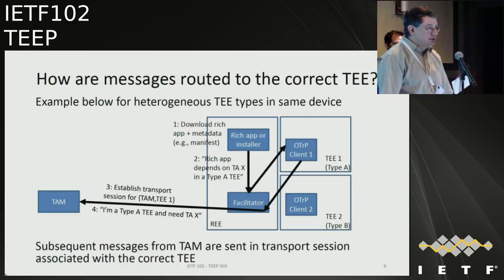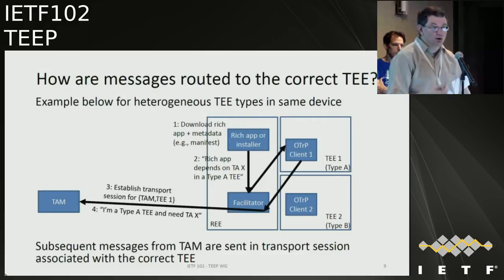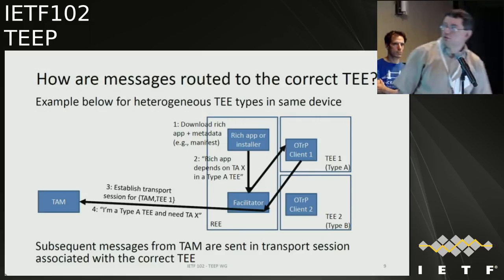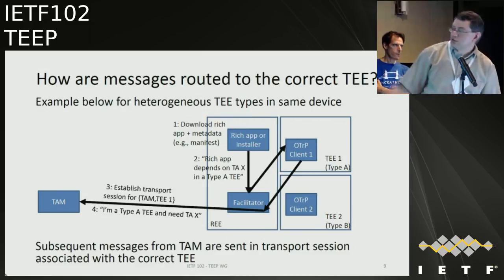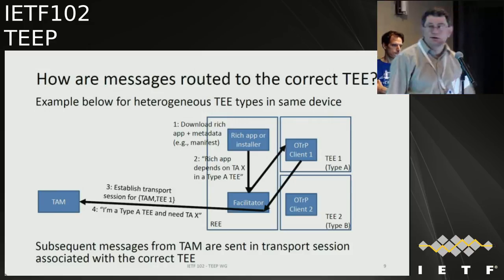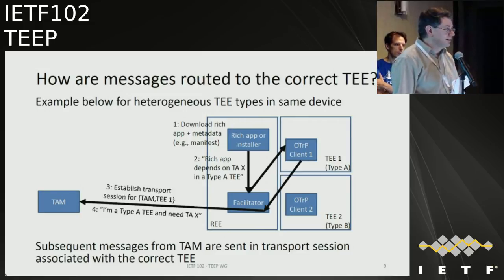And so if you have a TA binary, I can't just pick any one of them. It's a TA binary that's written to go in a particular type of TEE. This is meant to go inside SGX, or it's meant to go in trust zone and not the other thing. So the example case that I'm showing here is where we have heterogeneous TEEs on a device, and a binary is written for a particular type. The distinction is type A and type B, whatever those are. And this is all supposed to be protocol agnostic in terms of the picture here.